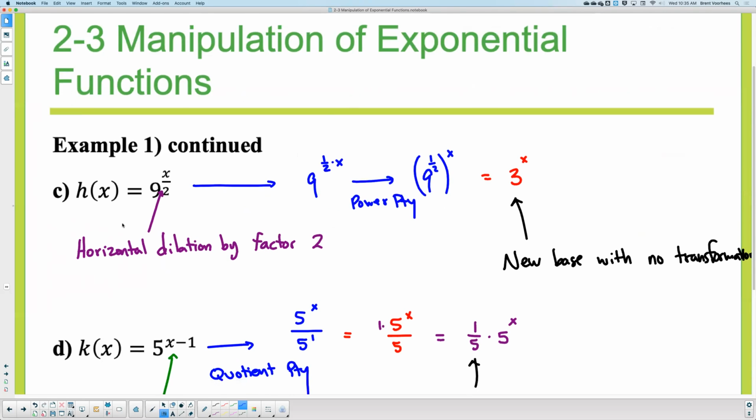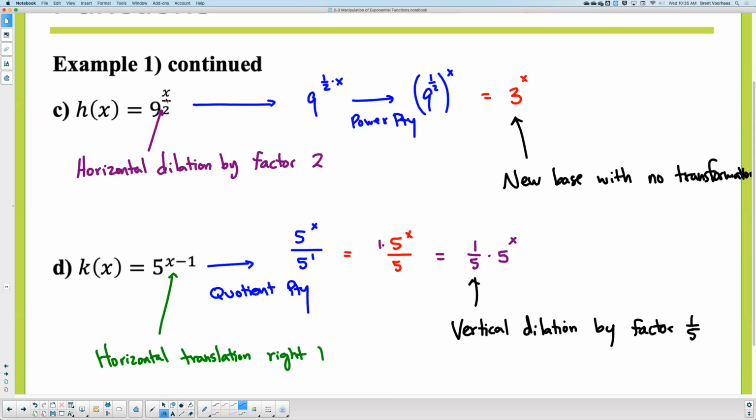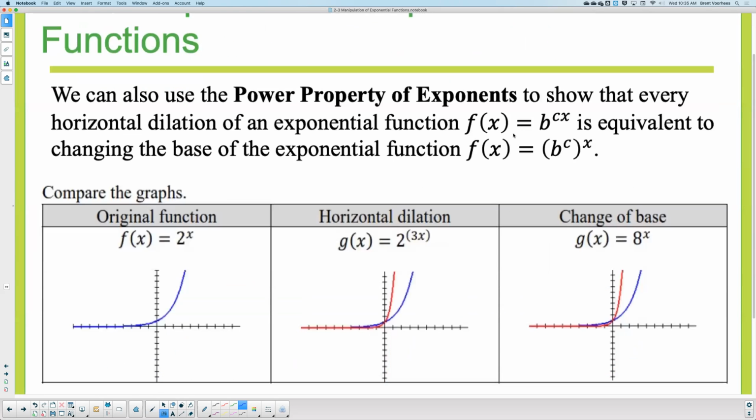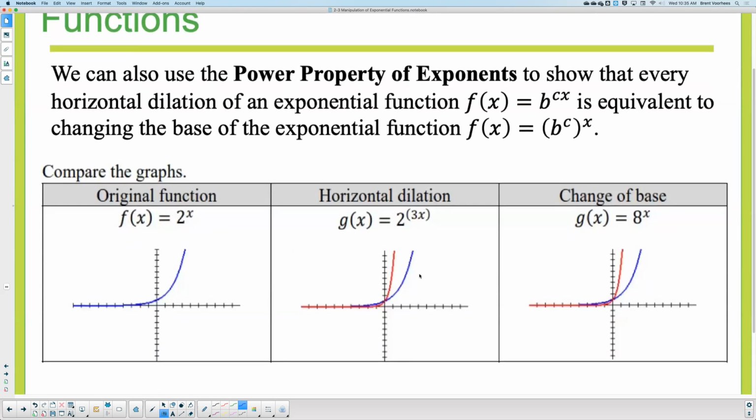Example 1C. It started with x over 2, which looks like a horizontal dilation. But what do we end up with having? A new base. We changed the base. That's what this one's saying here. This just came a little too late in our notes for us. You can change the base to take away a horizontal dilation. That's a horizontal dilation there. That would be dividing by c. All x is being divided by c is how that would play out. That would be a change of base.